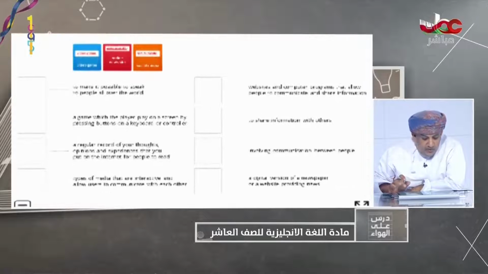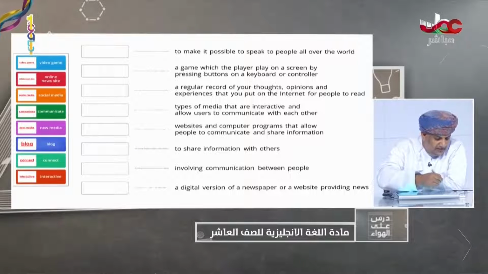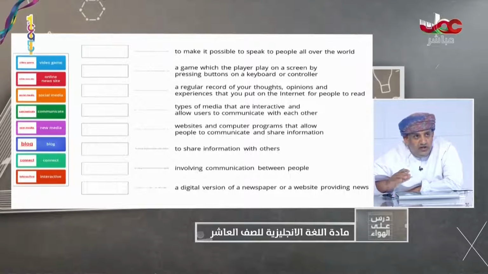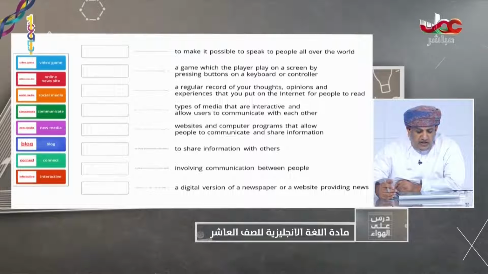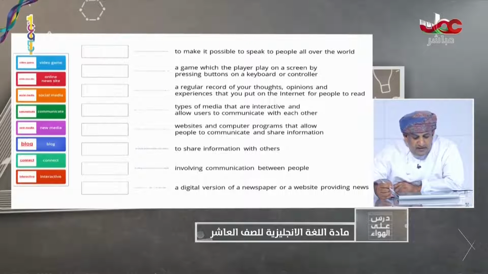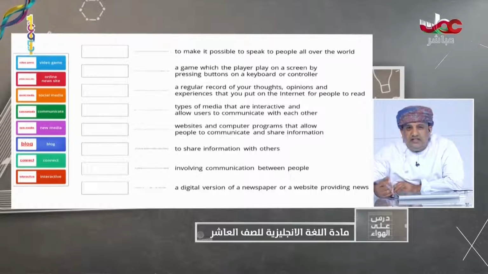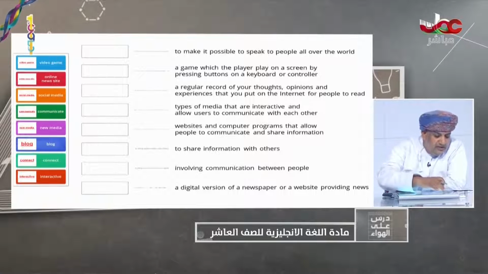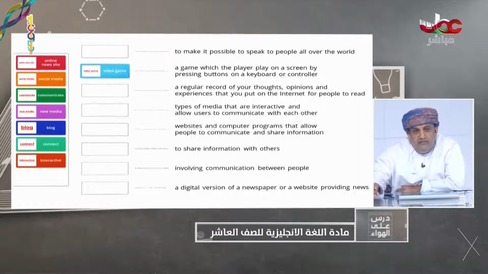Now we have here 1 2 3 4 5 6 7 8 words, and here we have 8 definitions. So we are going to match the words to the definitions. So for example, a game which the player plays on a screen by pressing buttons. What is it? It's easy. It's a video game. You should, yeah, press it like that.